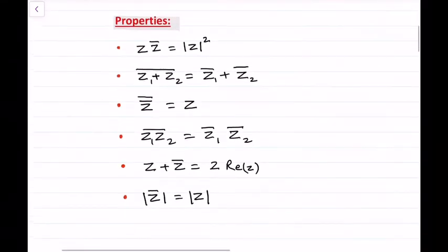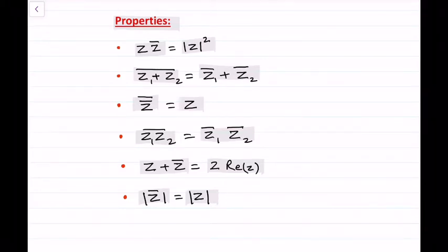And these properties are: Z times its conjugate is equal to mod of Z square. Conjugate of Z1 plus Z2 is equal to conjugate of Z1 plus conjugate of Z2. Then conjugate of conjugate Z is equal to Z. And conjugate of Z1 Z2 is equal to conjugate of Z1 times conjugate of Z2. Then Z plus conjugate of Z is equal to 2 Re Z. And mod of conjugate of Z is equal to mod of Z.